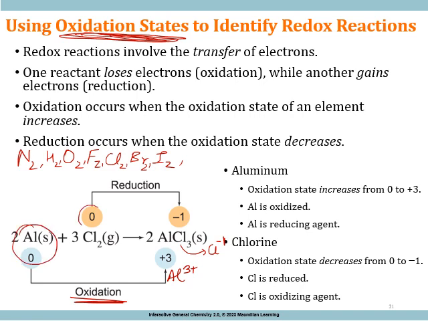Chlorine, the charge is 0. Here the charge became -1. How would it become -1 from 0? It has to gain 1 electron. Every electron gained is a negative charge. Every electron lost is a positive charge, right? So electron is gained here. That is why this is called reduction.